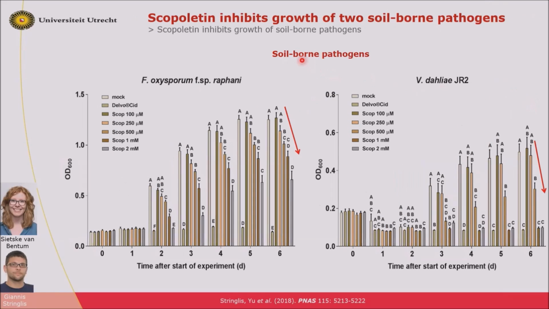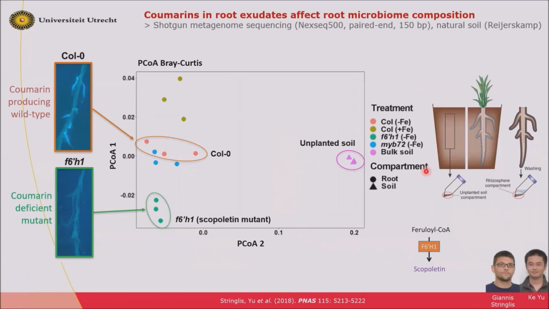If we then look at some soil-borne pathogens, such as this Fusarium oxysporum, which is a very powerful soil-borne fungal pathogen, it is very sensitive to coumarin, because increasing amounts of scopoletin in the medium leads to a strong growth reduction of this pathogenic fungus. And the same holds true for this other fungal pathogen, which is soil-borne, Verticillium dahliae, also very sensitive to coumarin activity. Well, then we did a microbiome analysis to see what kind of microbes are sensitive to coumarin antimicrobial activity and which microbes are insensitive.